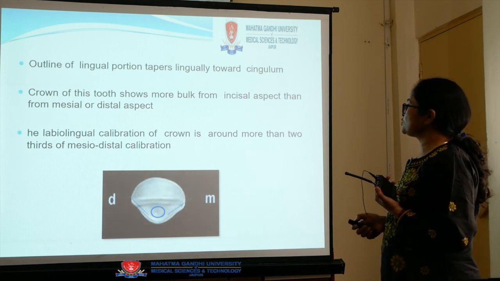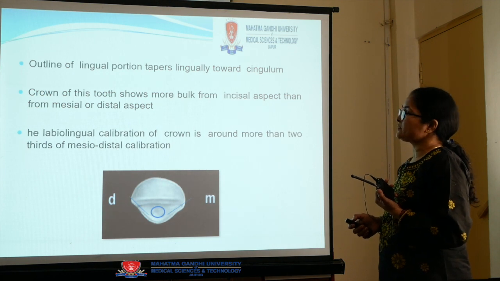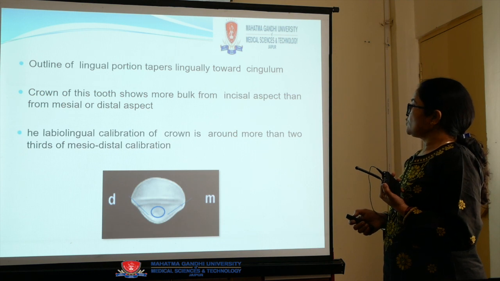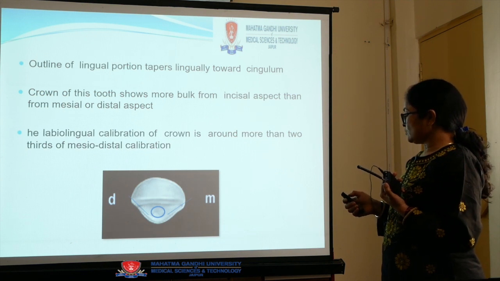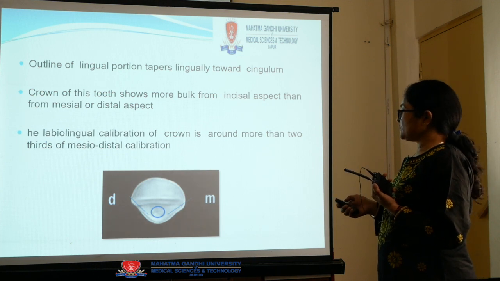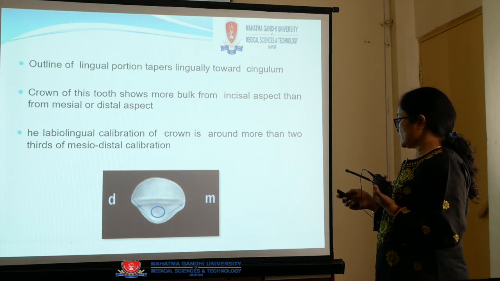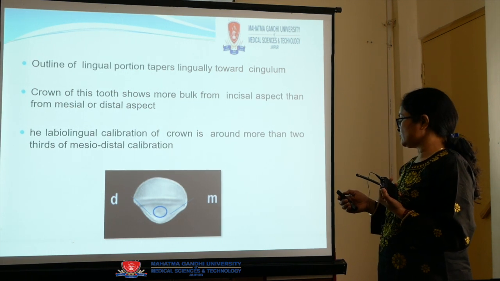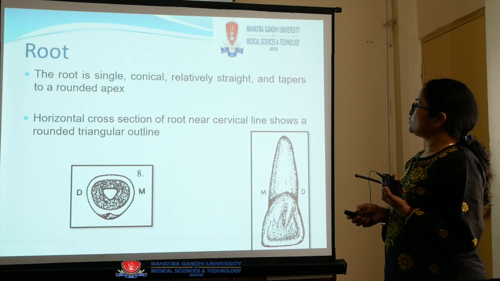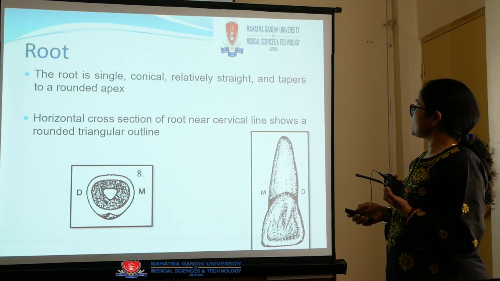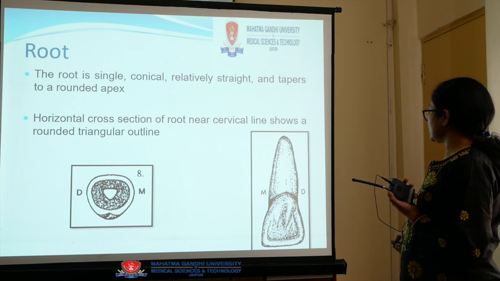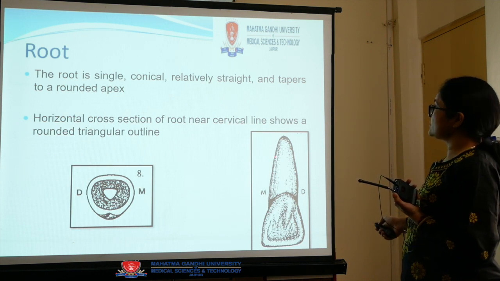The crown of this tooth shows more bulk from the incisal aspect when we compare it with the mesial or distal aspect. The labiolingual dimension of the crown is around 2/3 of that on the mesiodistal. So the mesiodistal is comparatively more, and around 2/3 of it is the labiolingual. Now the root is single, conical in shape, relatively straight, and tapers to a rounded apex. You can see the root tapers evenly toward the rounded apex.